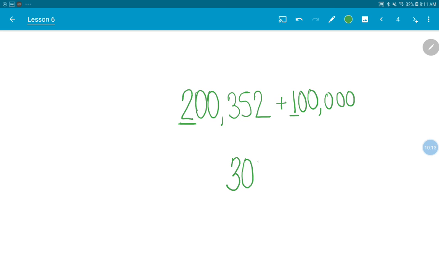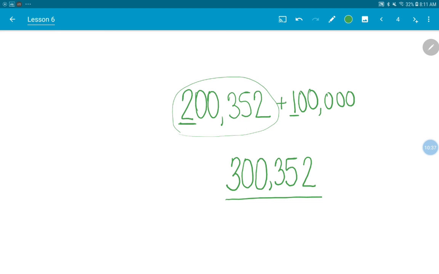My 10,000s stay the same. My thousands stay the same. My hundreds stay the same. My tens are also the same. And my ones are the same. So 100,000 more than my original number of 200,352 is 300,352.